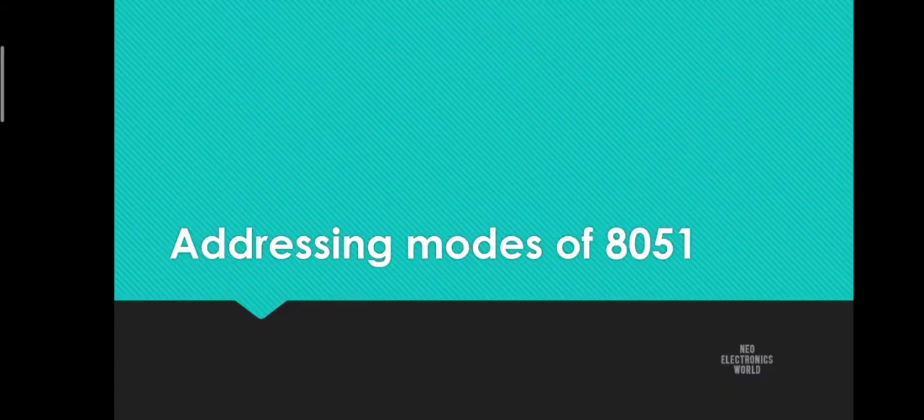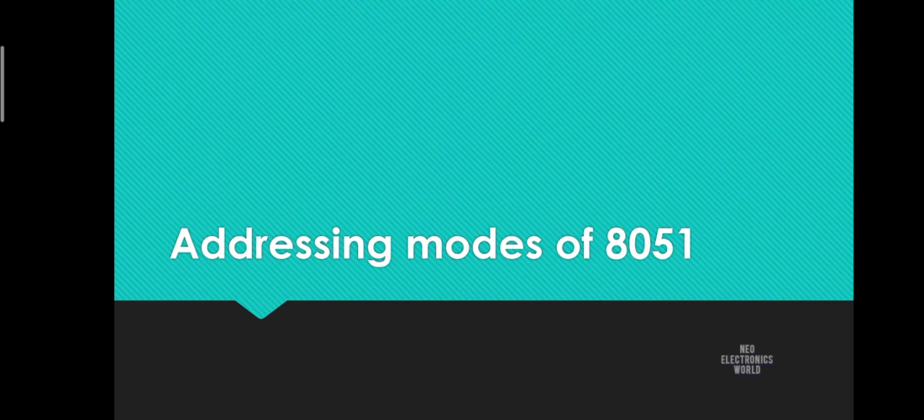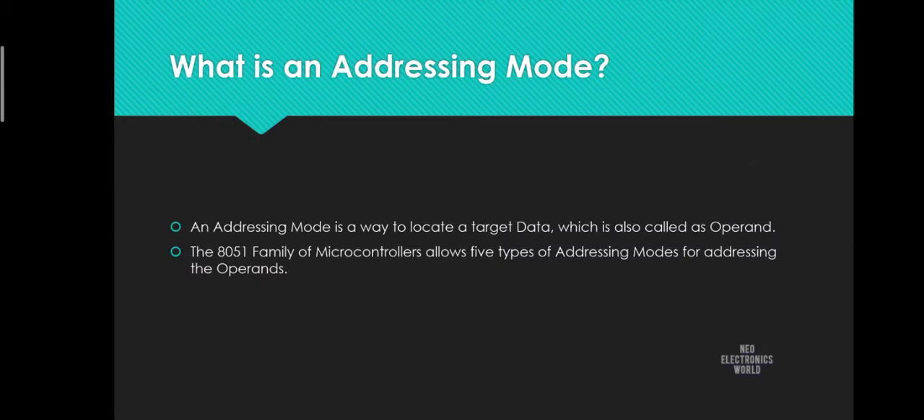Guys, today let's discuss the addressing modes of 8051. First of all, what is an addressing mode? An addressing mode is a way to locate a target data, which is also called an operand. In order to locate the operand, we use addressing modes. The 8051 family of microcontrollers has 5 types of addressing modes.